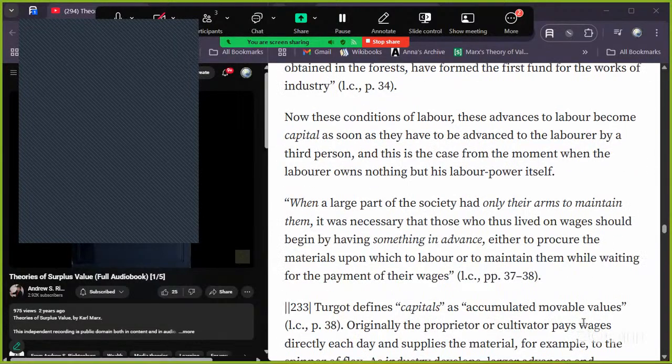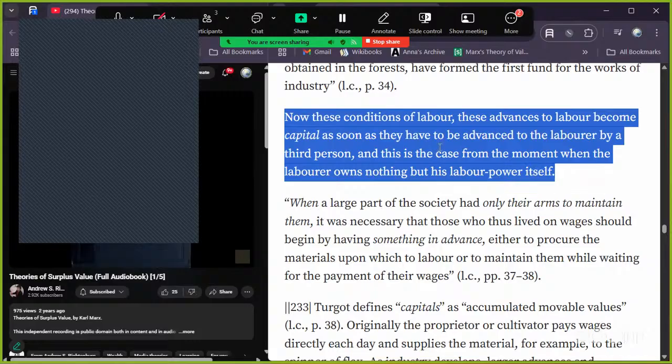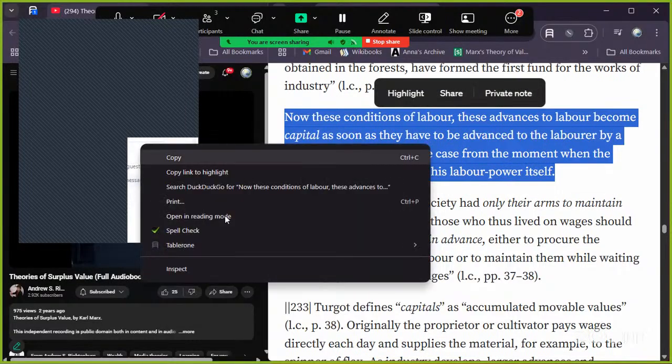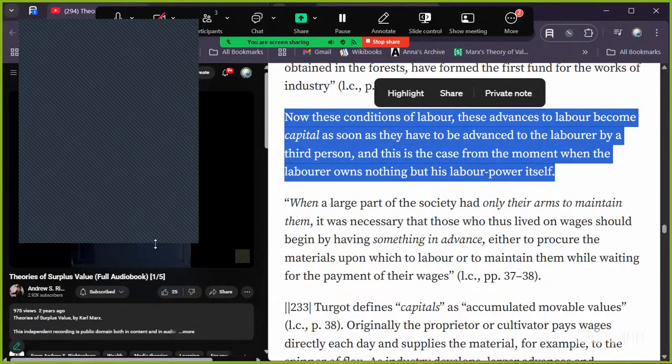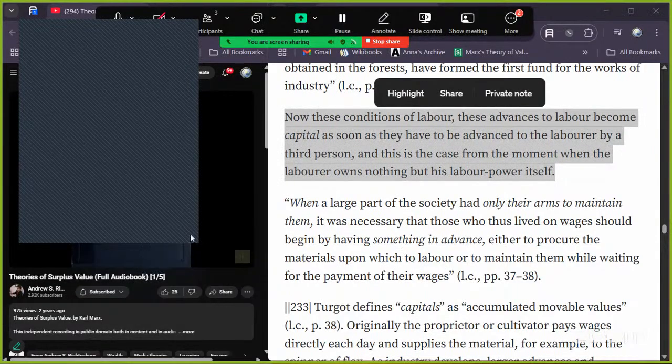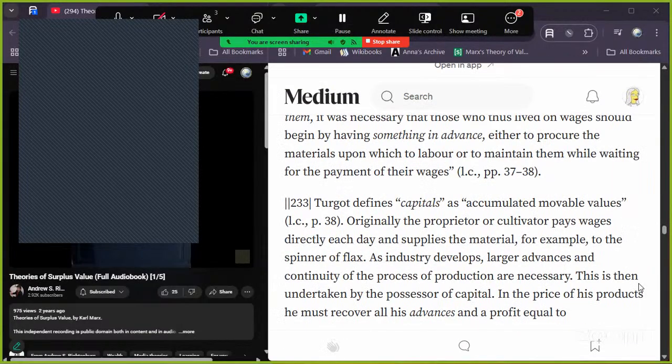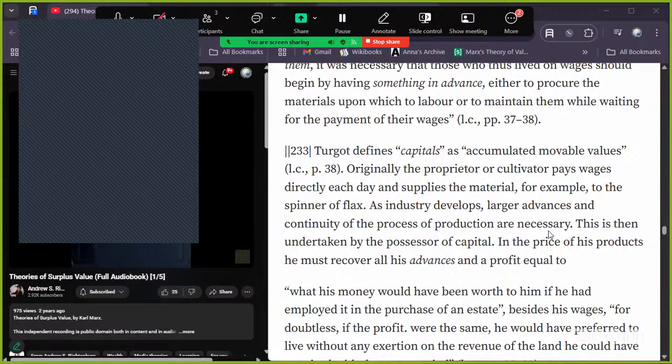Now these conditions of labor, these advances to labor, become capital as soon as they have to be advanced to the laborer by a third person. And this is the case from the moment when the laborer owns nothing but his labor power itself. Quote, when a large part of the society had only their arms to maintain them, it was necessary that those who thus lived on wages should begin by having something in advance, either to procure the materials upon which to labor, or to maintain them while waiting for the payment of their wages. End quote. Turgot defines capitals as accumulated movable values.